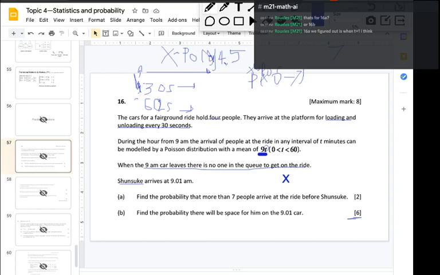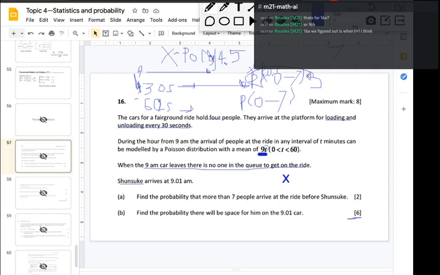Yeah. 16B is when t equals 30 seconds. So the first one would obviously be from 0 to 7, the probability when it's from 0 to 7 passengers. And then the second would also be from the range of 0 to 7, depending on what you get for the first answer.